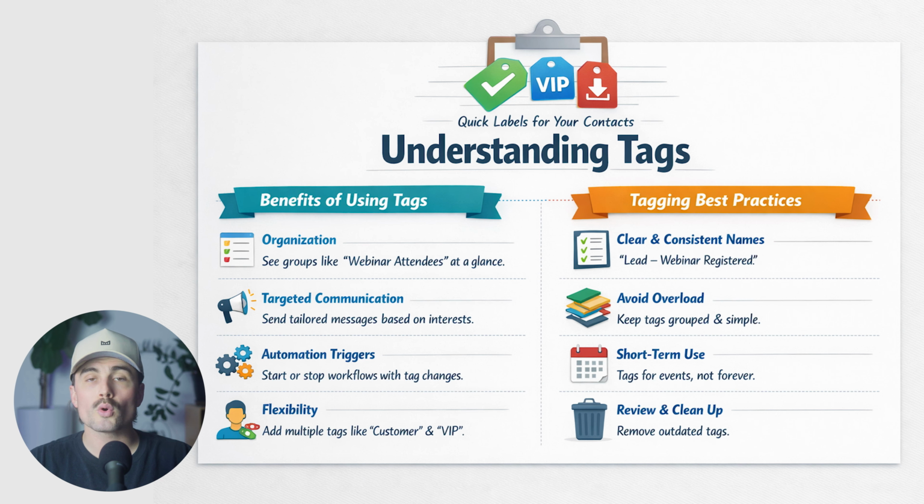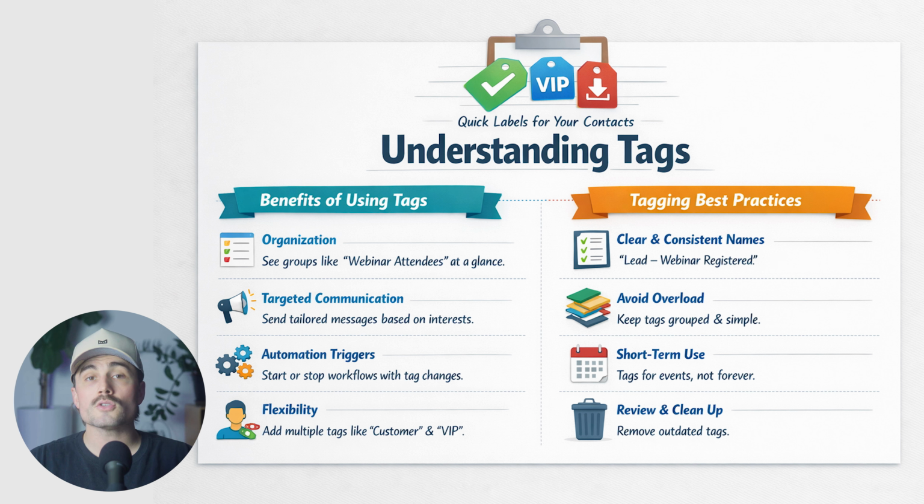Benefits of using tags. Organization. Tags help you stay organized by letting you see at a glance how many people fit in a certain category. You can quickly pull up all webinar attendees or high-ticket leads without scrolling through a giant list. Targeted communication. When you tag people based on interests or actions, you can send them messages tailored to what they care about. For example, sending a follow-up sequence only to those tagged as interested in a demo.